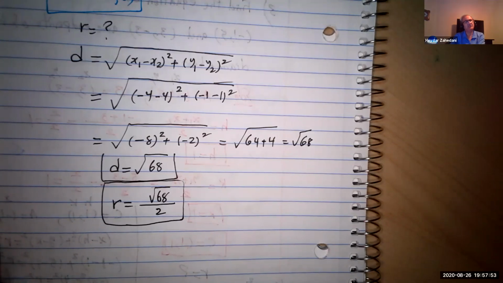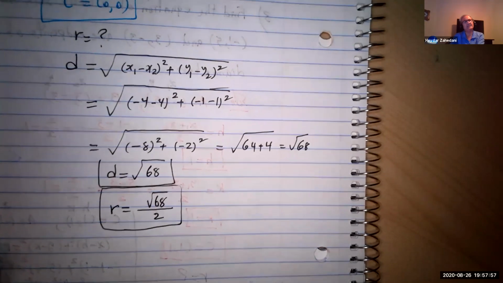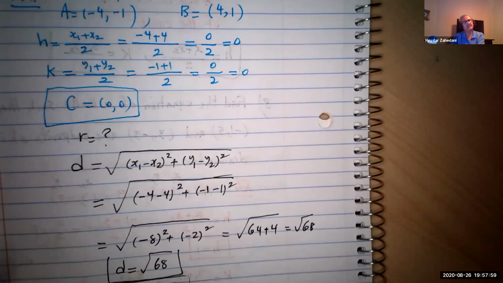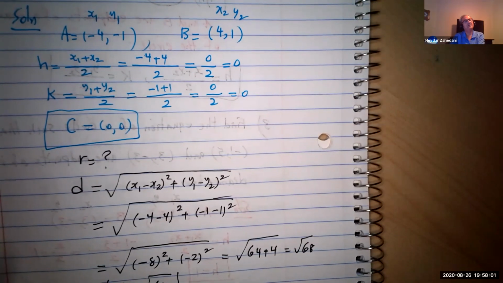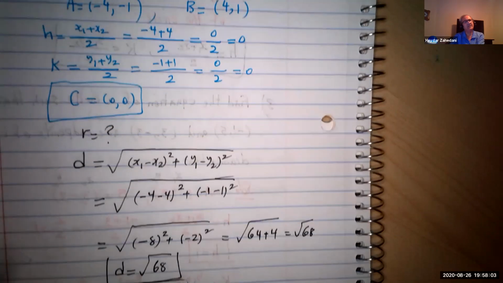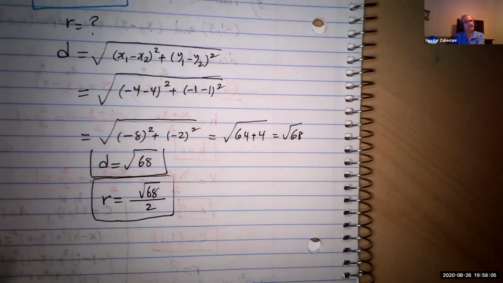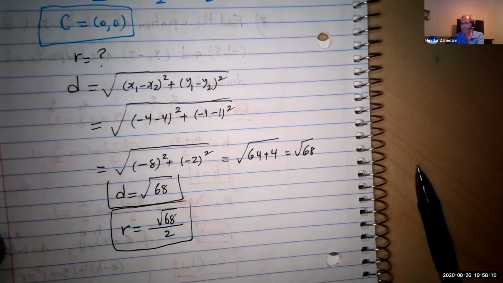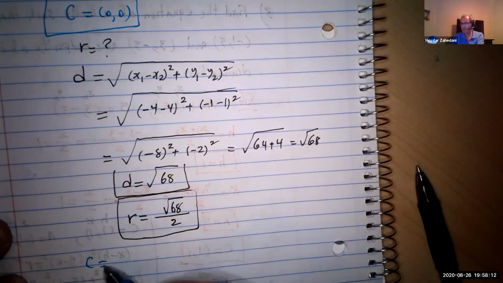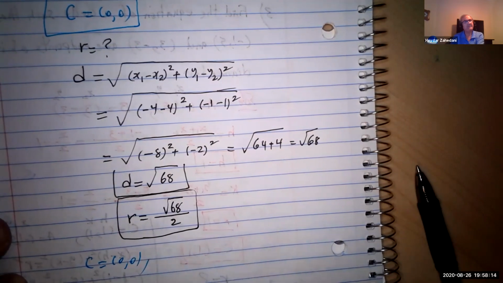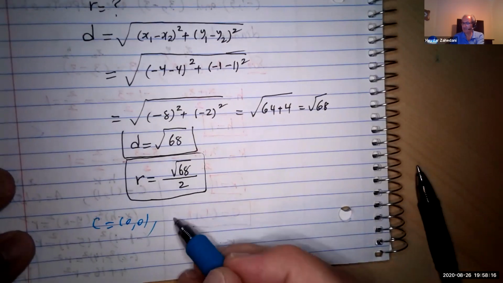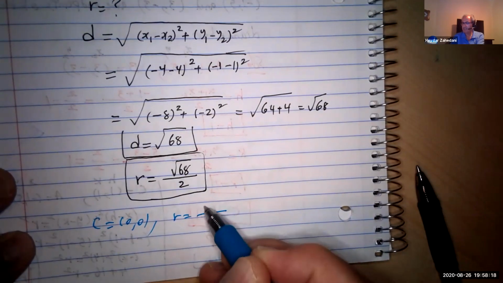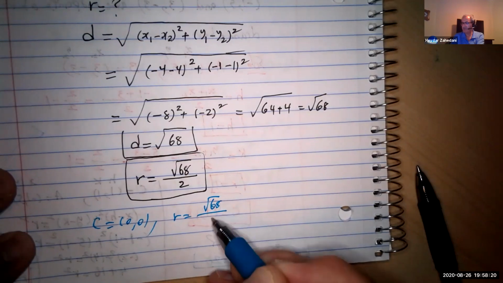The other one that I use, remember, I just substitute into the equation of a circle. Some people like this one. So at the same time, you have to use the midpoint formula and the distance formula. Now you can write the equation of a circle for us. That's easy. The center is 0, 0, and the radius is radical 68 over 2.